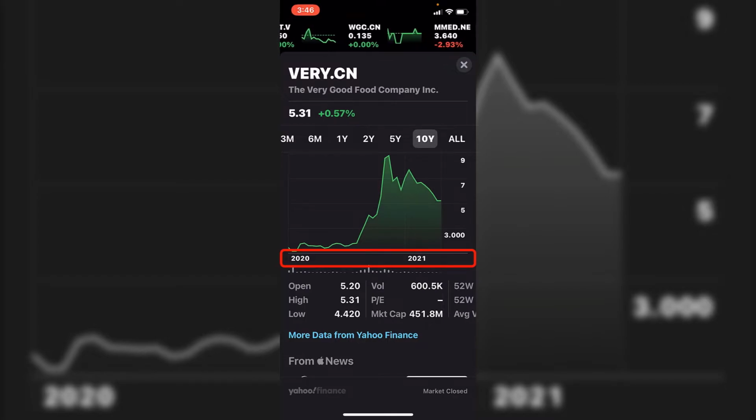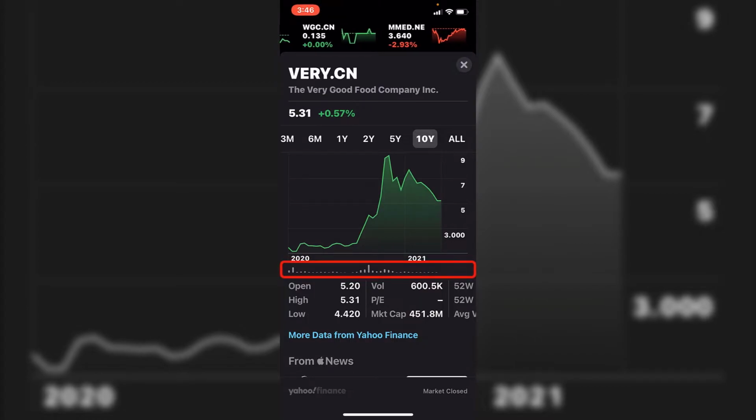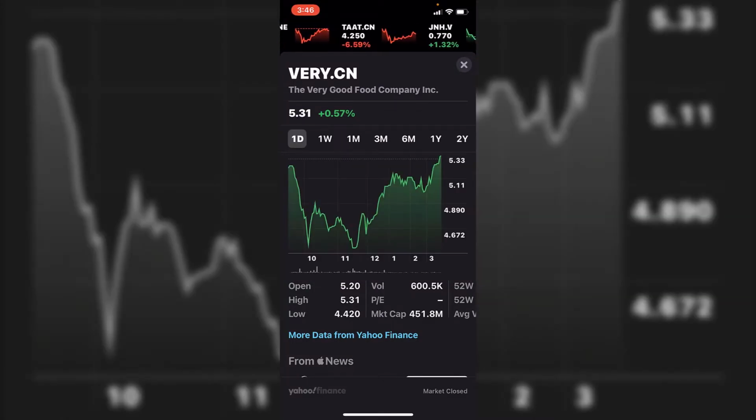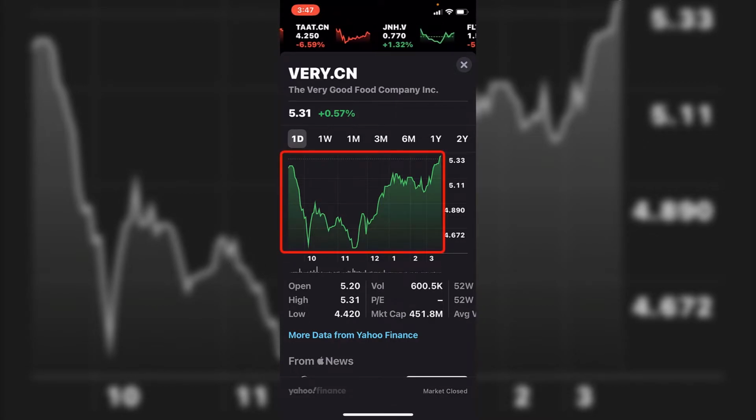Okay, and as you can see, there is a histogram type of graph which shows the volume, or the average amount of shares being traded. Okay, so let me just go ahead and put it to 1 day. And the chart itself, as you can see, is green when there's an increase of the price and when there's a decrease, it shows in red.